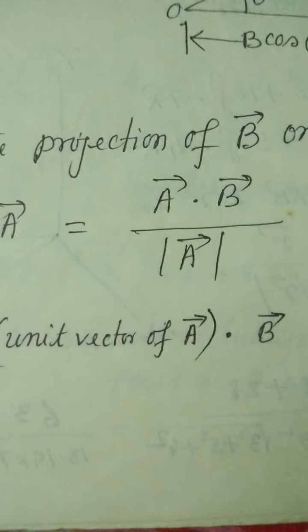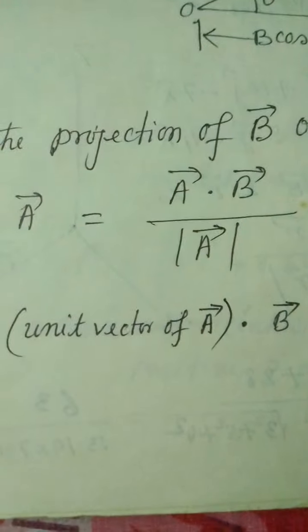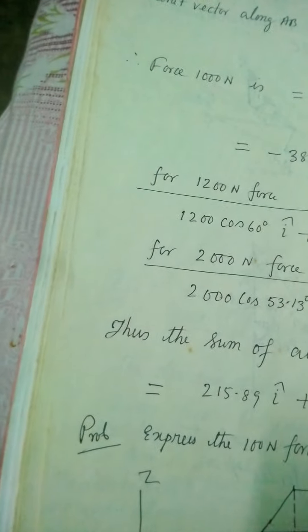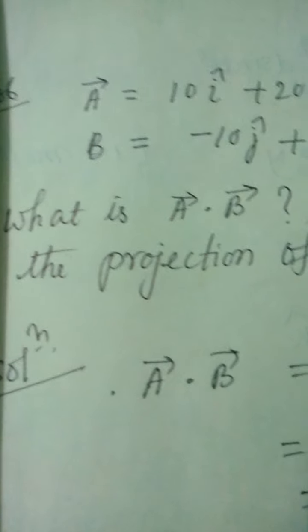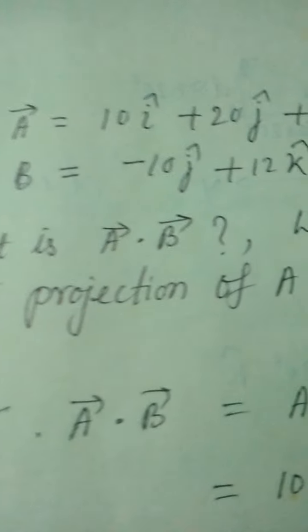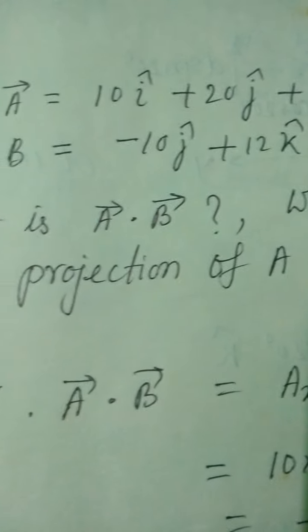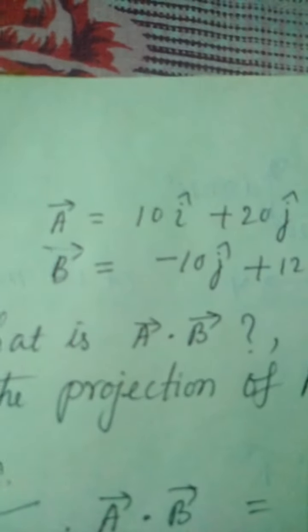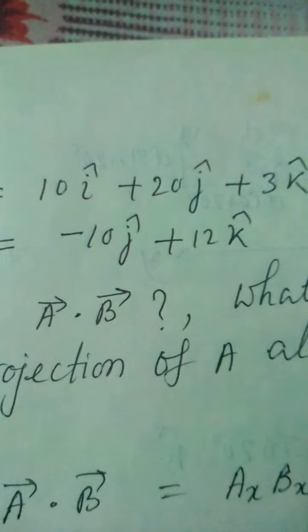Now I will give you one minute, I will give you some practical example of this. I will give you the practical example of this. Now the A vector is given as this one, and the B vector is given as this one.